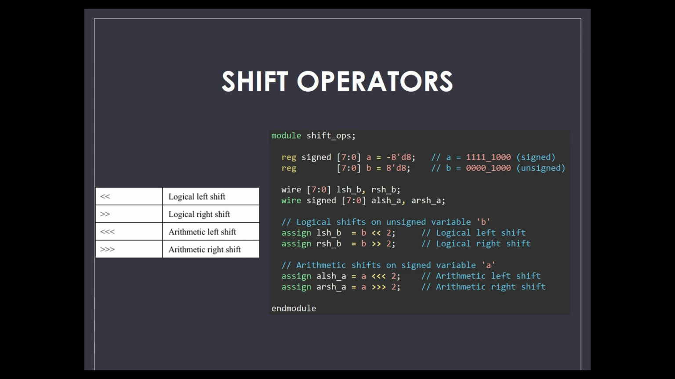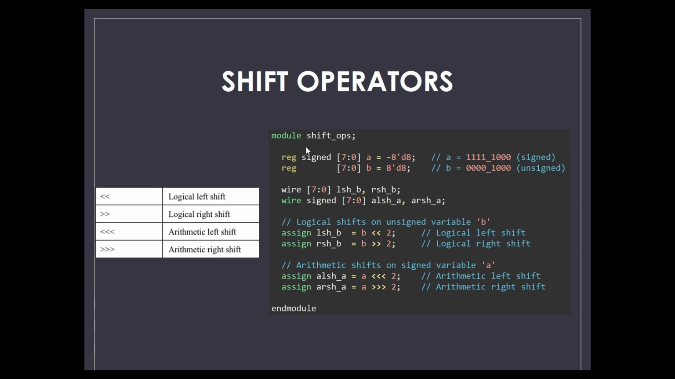Verilog provides us with four kinds of shift operators: logical left shift operator, logical right shift operator, arithmetic left shift, and arithmetic right shift operator. So how do they work? Logical left shift operator shifts the bits towards the left by the specified amount of places provided.